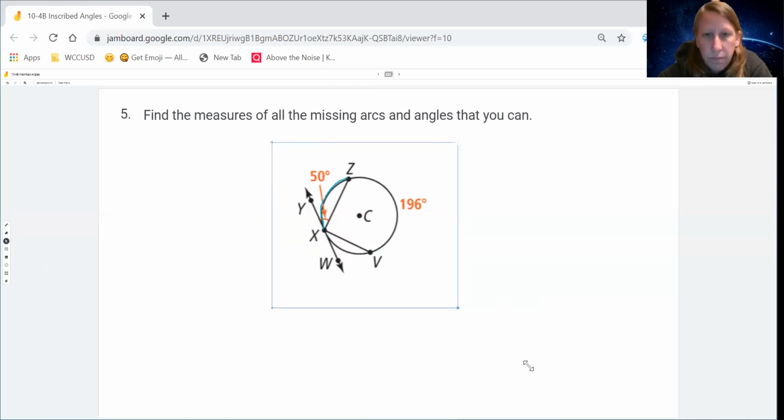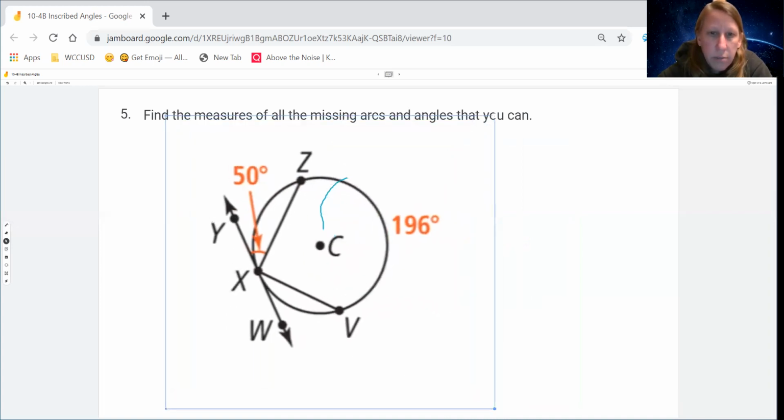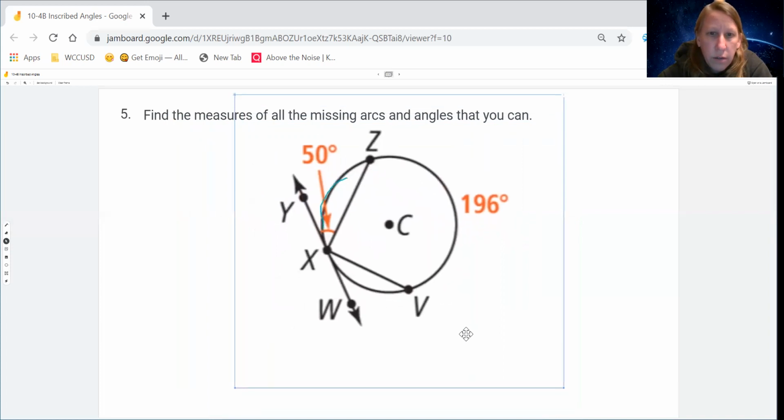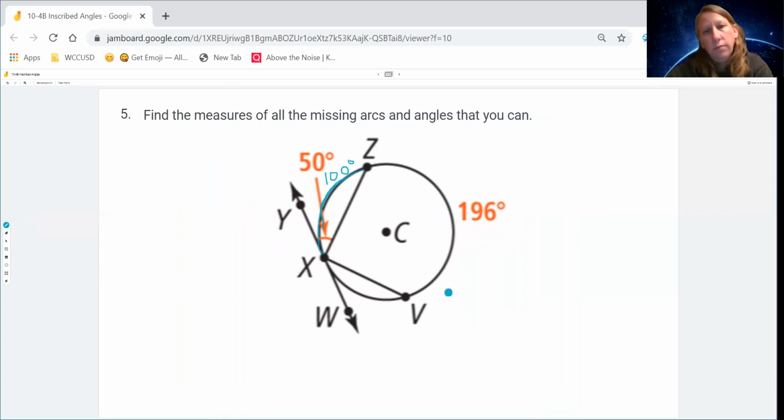So let's just zoom way in because I'm not going to show any of the formulas. I'm just going to work the circle figure. So that's 50. What is the arc? Can you go backwards? The arc is going to be 100. Does that make sense to you? Because it's double. So if I'm keeping track of things that I figured out, I found the measure of arc XZ is 100. What else can we find out?